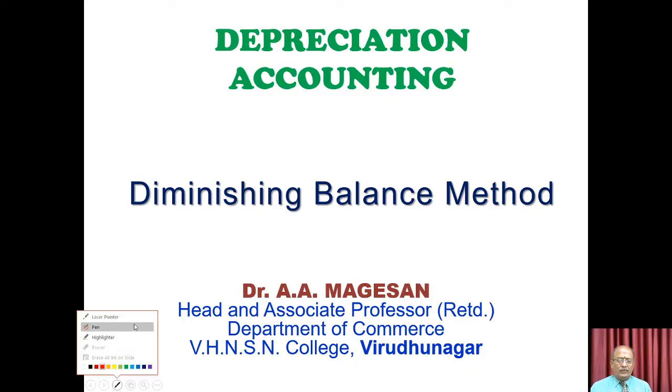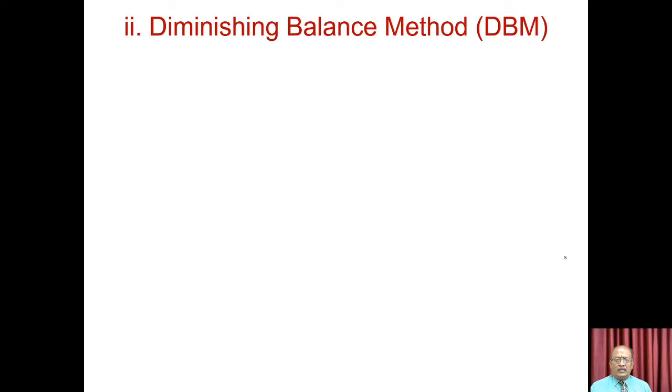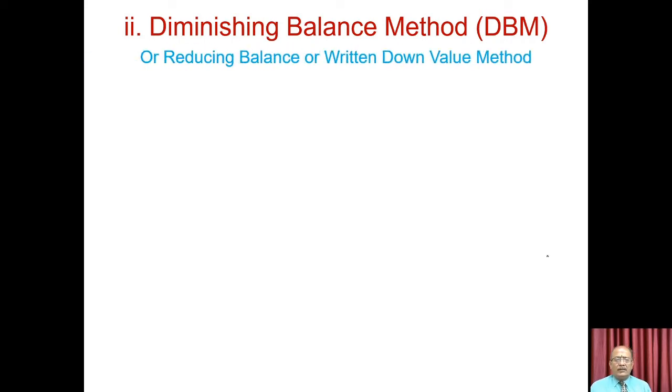We are going to discuss the diminishing balance method. Here, the diminishing balance method, DBM, is also called the reducing balance method or written down value method. As we do the depreciation calculation from the reducing balance in the account closing balance, it is called the reducing balance method. Similarly, it is calculated on the written down value of the asset every year, so it is called the written down value method.